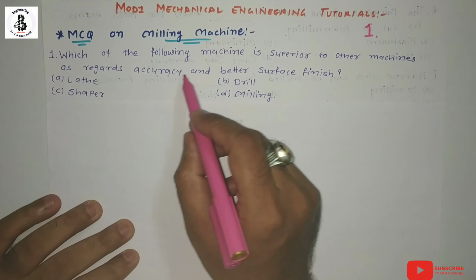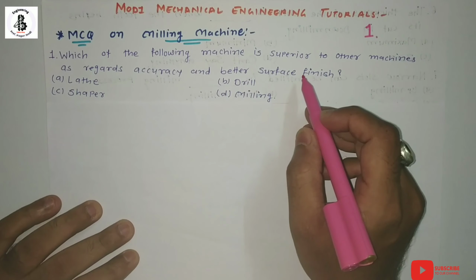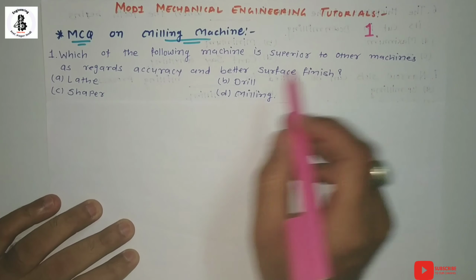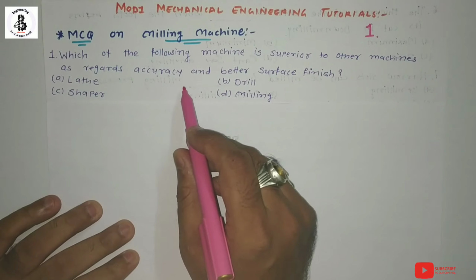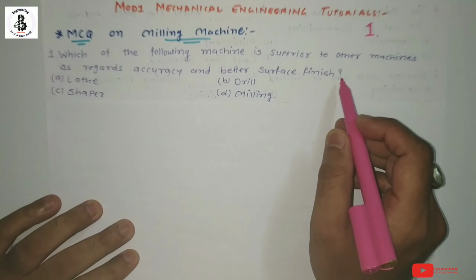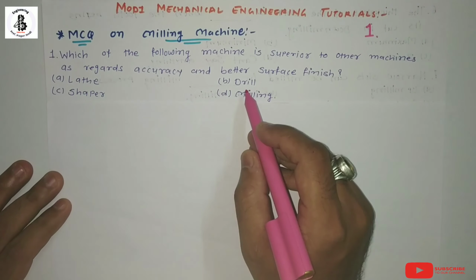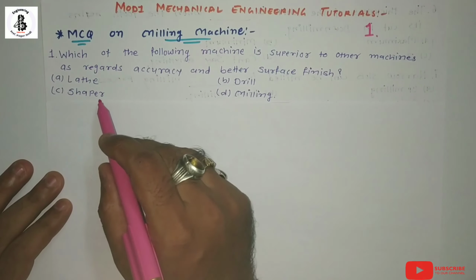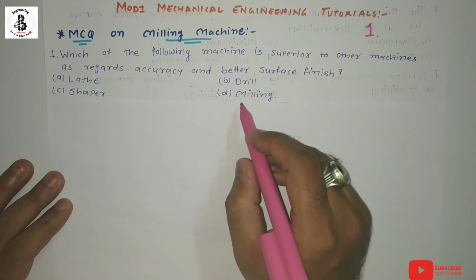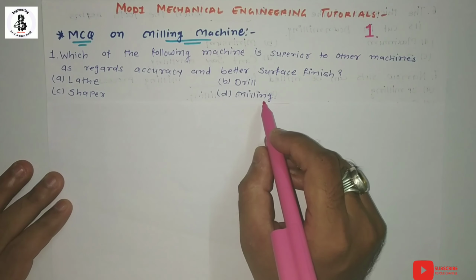Now we will start with question number 1. Which of the following machines is superior to other machines as regards accuracy and better surface finish? Option A, lathe machine. Option B, drill machine. Option C, shaper machine. And option D, milling machines.